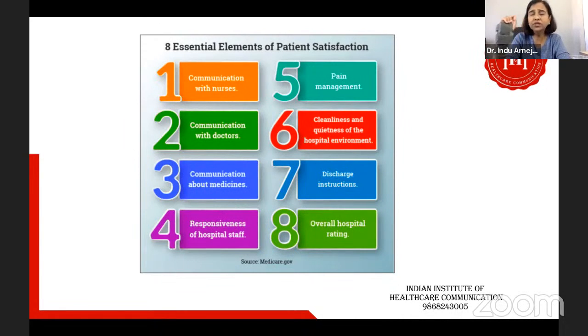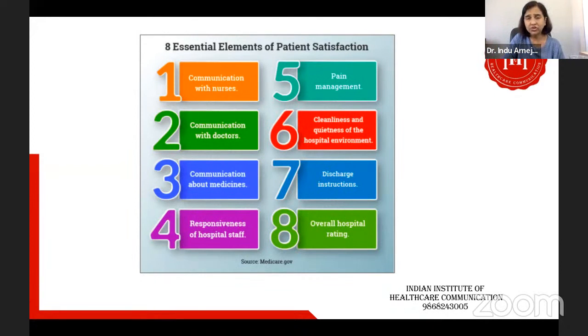Second is their communication with the doctors. Third is communication and clarification about medicines. Fourth is responsiveness of the hospital staff. They may have a request, they may have a complaint, they may want to know something. How promptly do we respond to that? If there's a call from a patient and the doctor is not in the clinic, if I say, I'm sorry, he's not there, but give me a little time, I'll connect you with him, and in 5 minutes I get the return call done, they're more than happy.